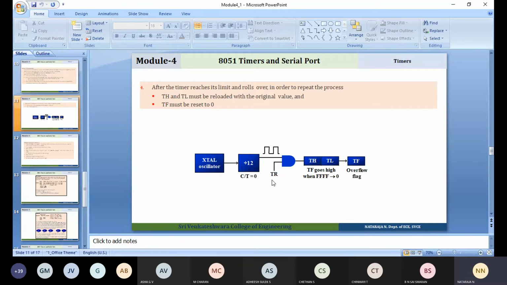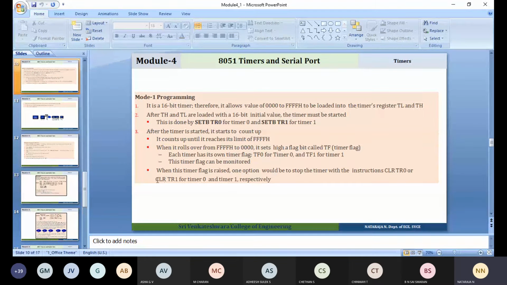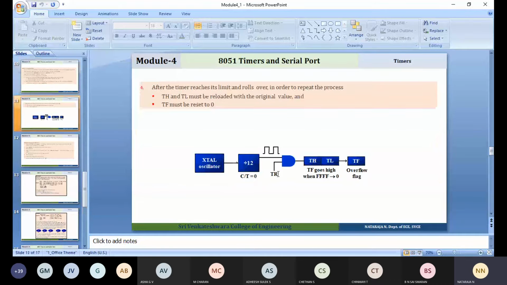How will it stop? We give an instruction, the last instruction we discussed in the last slide. Based on this instruction, CLR TR0 or CLR TR1, we stop the operation. If you want to continue, again we need to start with SETB TR0 or SETB TR1. Again it will start from 00 to FF. Like that we can repeat.